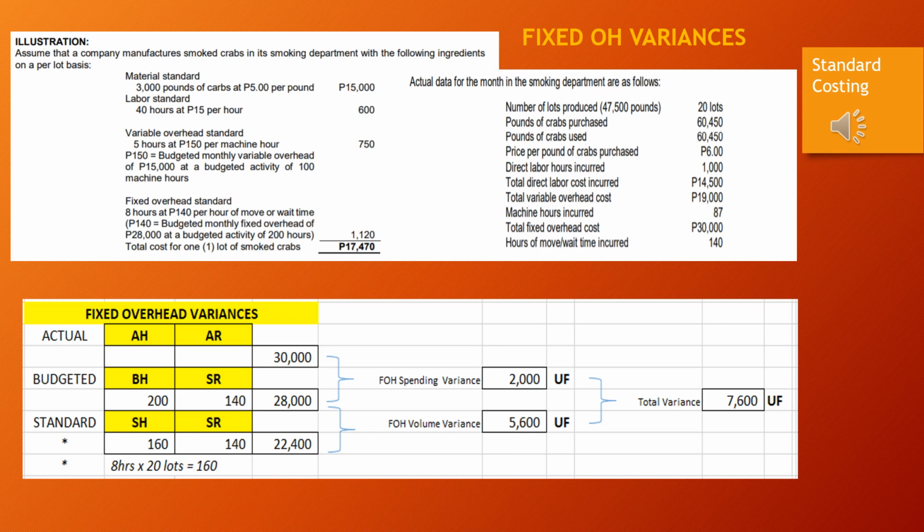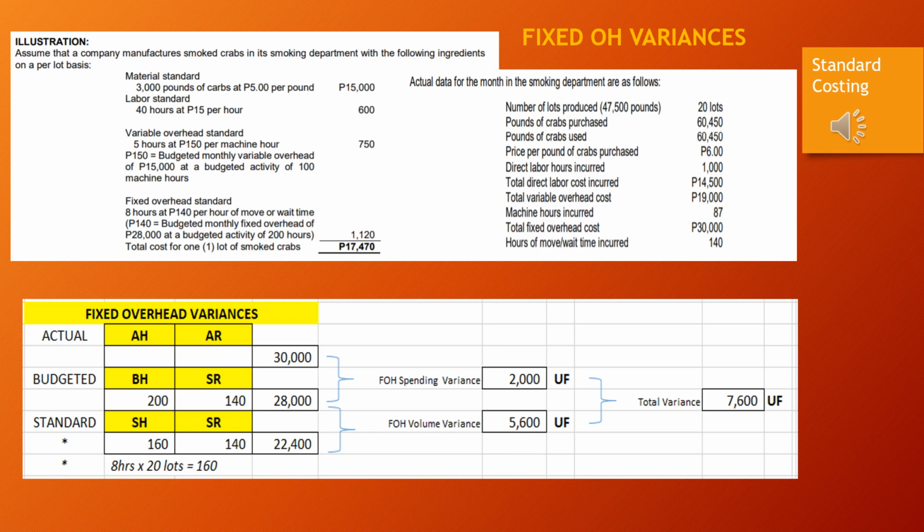We still need to get the standard hours, and that's actually how many hours are needed for fixed overhead. So that's 8 hours times the actual lots, which is 20. So 8 hours times 20 lots, that's 160 hours. So 160 times 140, that's 22,400. So we already have the totals. So it's time for us to solve for the variances.